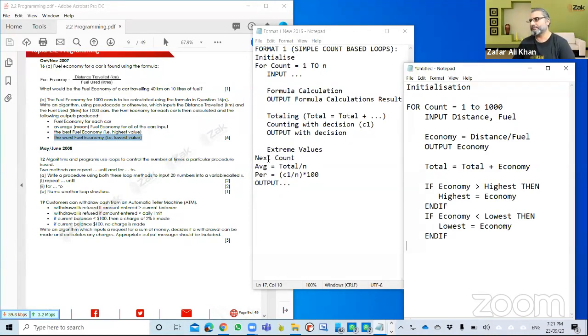Now next count, we will write just next count. So this for next ends here, so this will happen 1000 times. Every time when loop works, system will take one car's distance and fuel, find the economy, output the economy, total that, put that economy into total, and then it checks if the economy is higher than the previous highest value. If it is, then it will update the highest, and then it will check if the economy which is just calculated is lower than the previous lowest, then it will update the previous lowest.